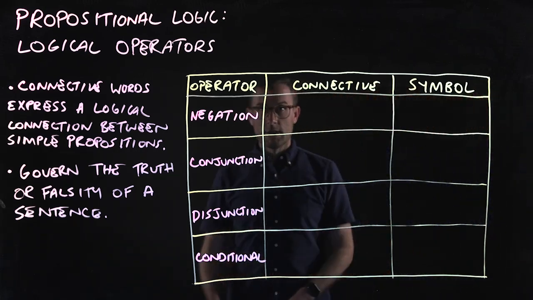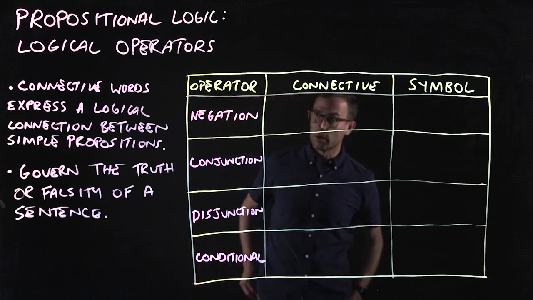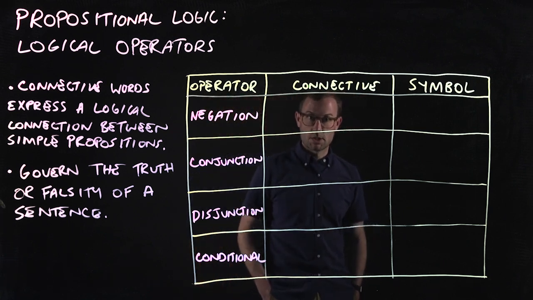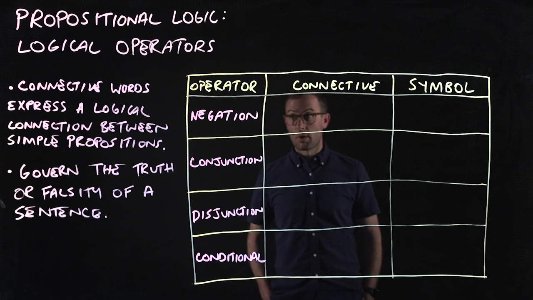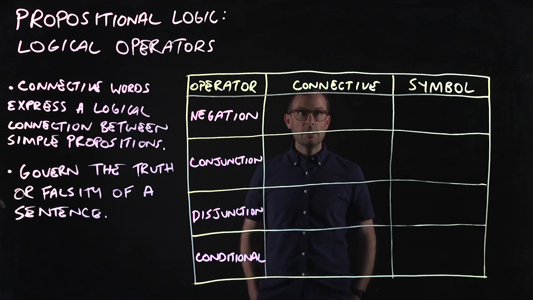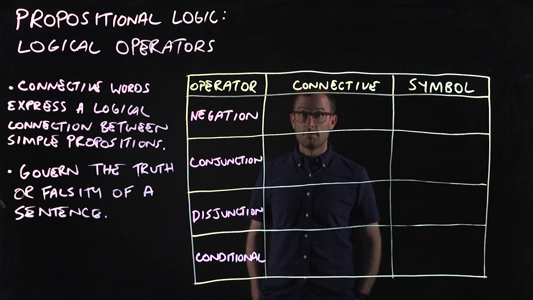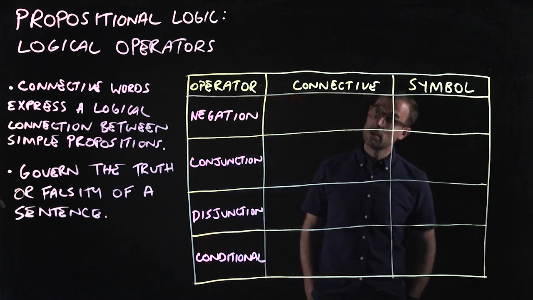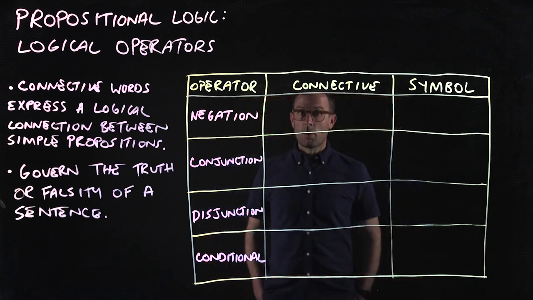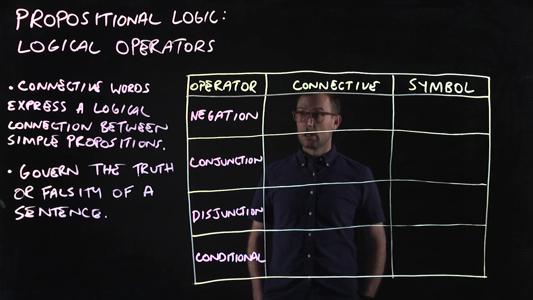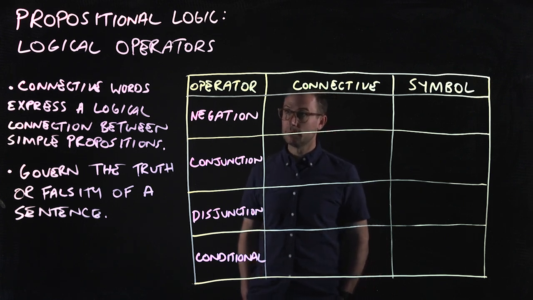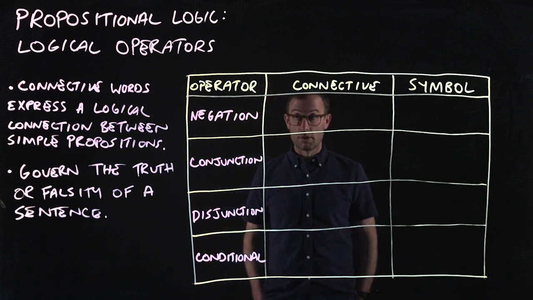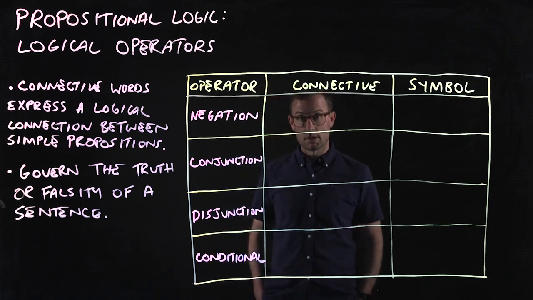Okay, so now that we know the difference between simple and complex propositions, which are the basis for propositional logic, we now need to think about how different words in different propositions affect the logic of the proposition. Now there's a really important concept in propositional logic that underlies everything that we're doing, okay? And they're logical operators, okay?